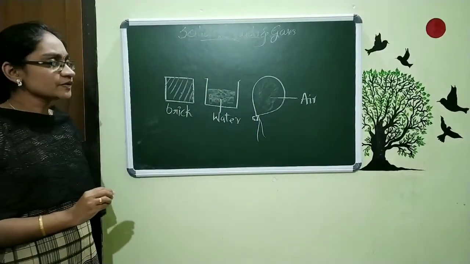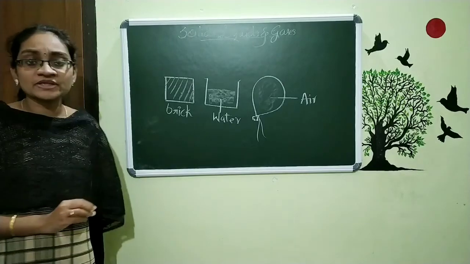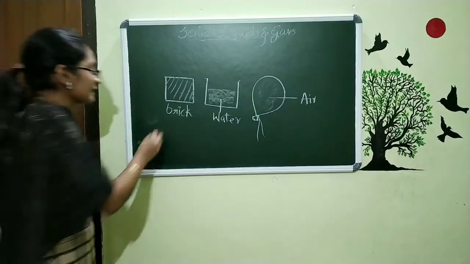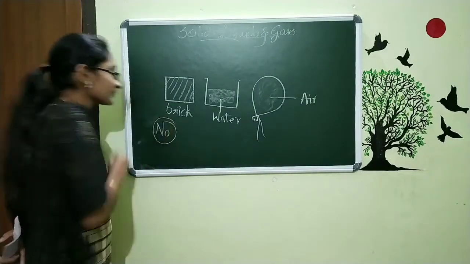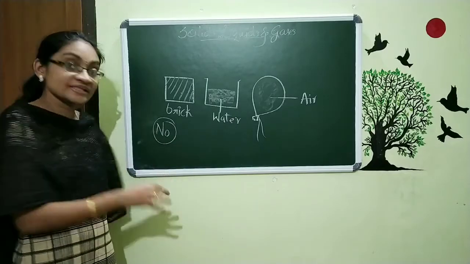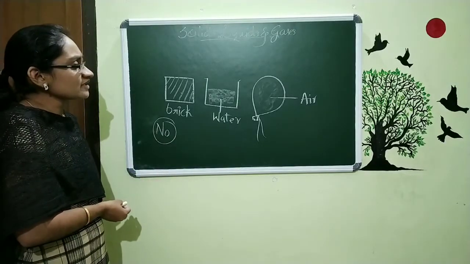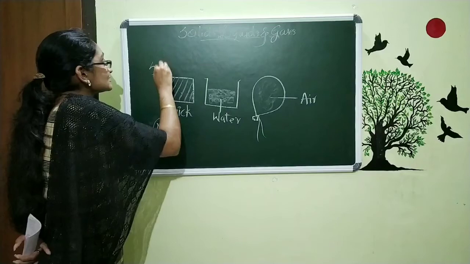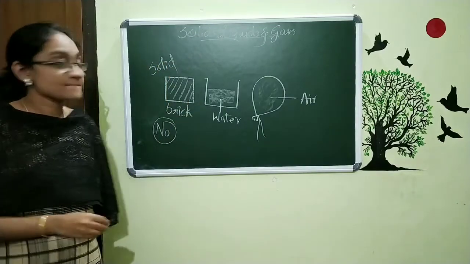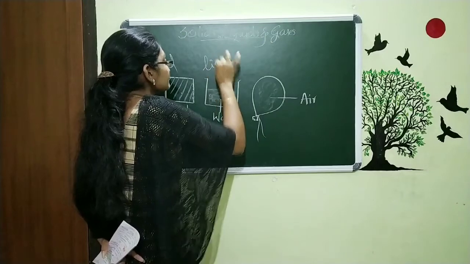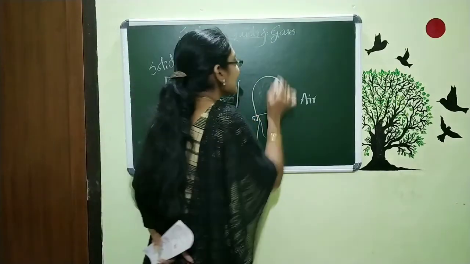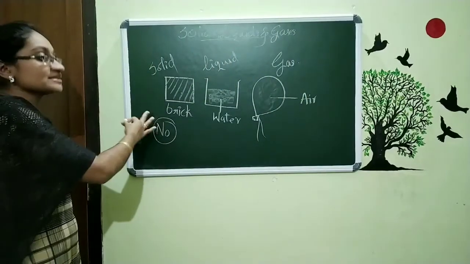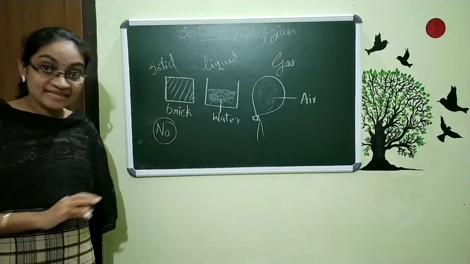Now my question is, do all these things have the same properties, or are they behaving similarly? No, they are not behaving similarly. That means they have different behavior or characteristics. And what are we calling this? For this brick, I am calling it solid. For this water, it is liquid. And for this air, I am calling it gas. That is, here solid is there, liquid is here and gas is here.